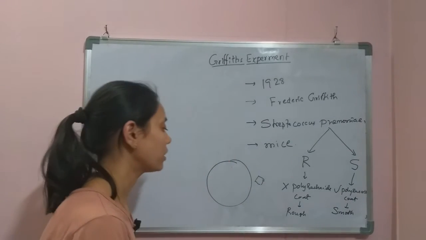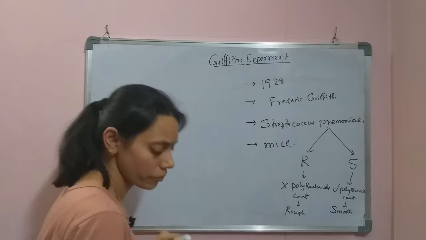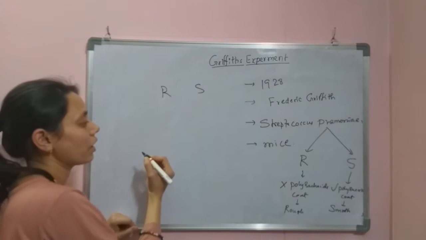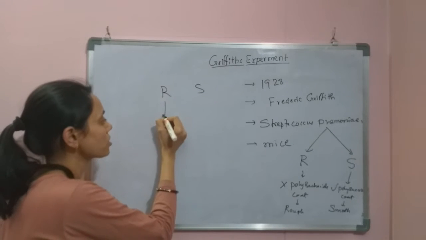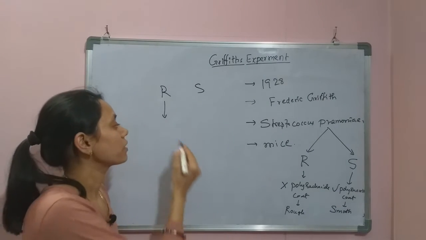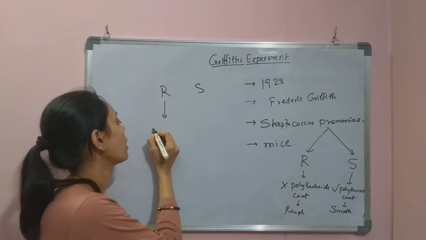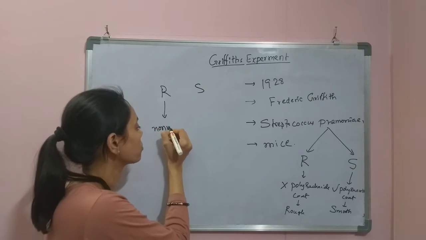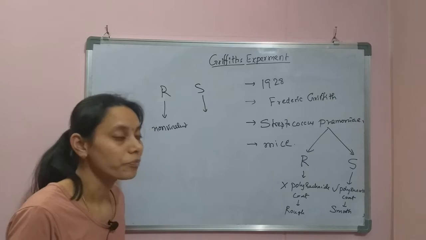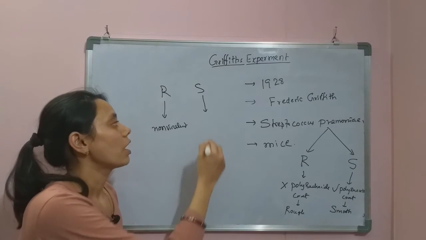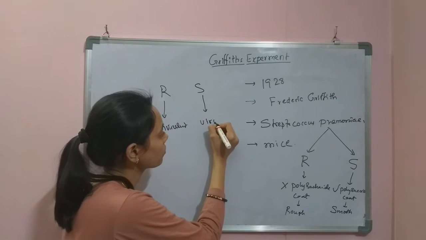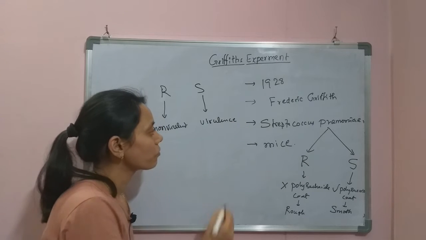So, basically, in his experiments, Griffith took R and S strains and he observed that the R strain, due to lack of the smooth or polysaccharide coat around it, is unable to cause infection in the mice, and hence it is called non-virulent. It's a non-virulent strain basically. And due to the presence of the S layer or the capsule around it, the smooth strain is able to cause infection, hence it is called a virulent strain.